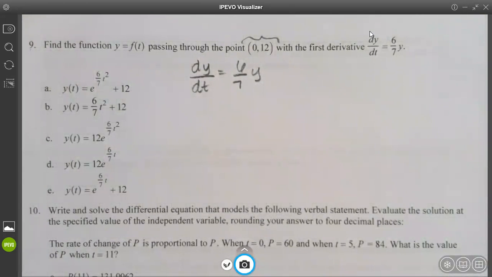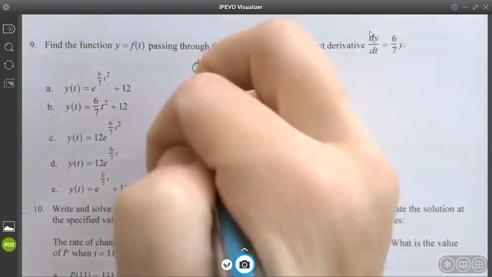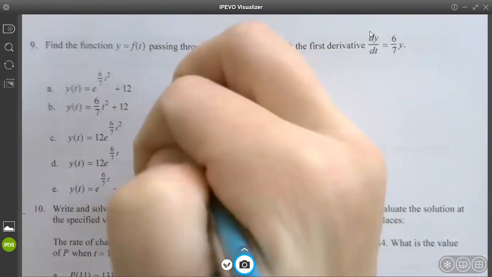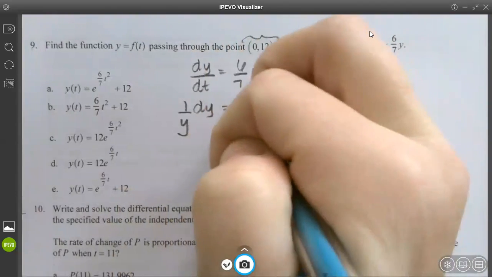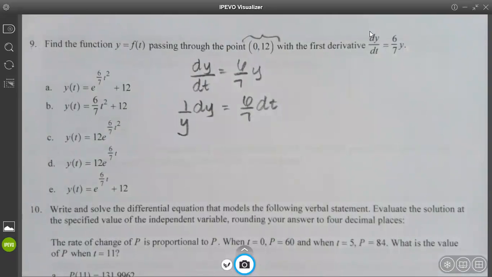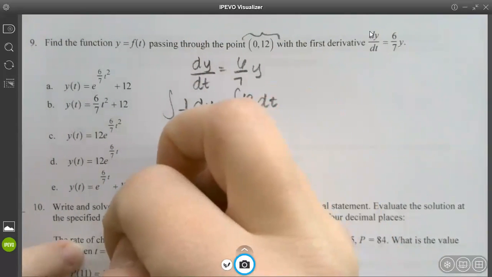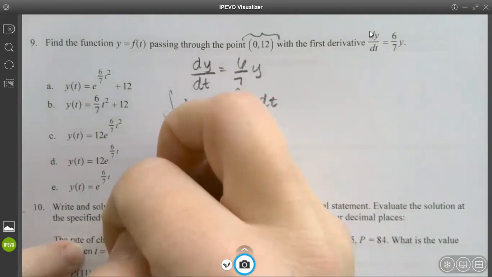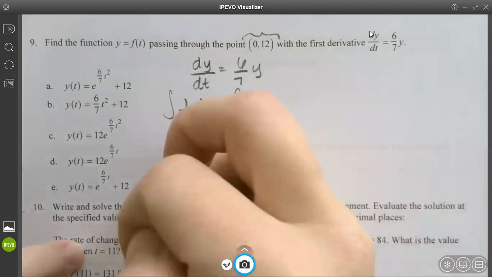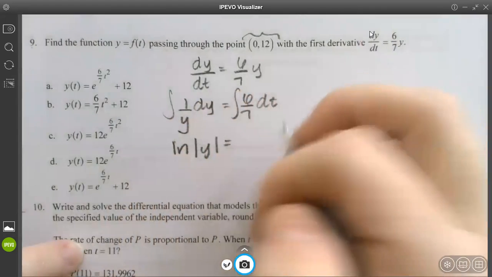All right, so like I said, leave that 6/7 here, move the y over. So we're gonna divide by that y. Leave the 6/7. Go ahead and integrate. What do we get? Come on, guys, done it 50 times. ln y equals.